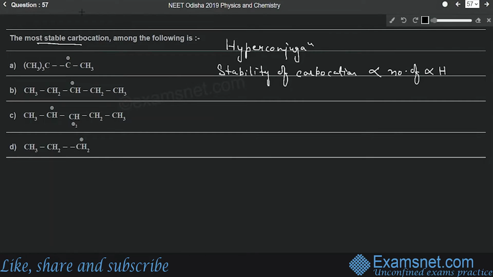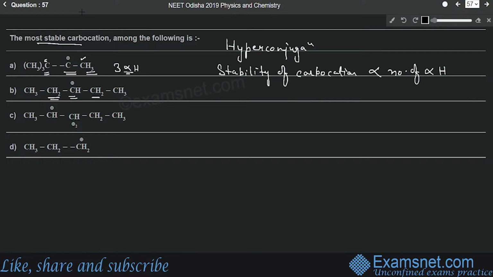So let's count the number of alpha hydrogens in each of the given options. In the first one, this is the carbocation, this is the carbon having positive charge. So on the left side of it, we have no hydrogen attached to this carbon. Okay, so we have no alpha hydrogen on the left side. Now on the right side, we have 3 hydrogens attached to the alpha carbon. So total number of alpha hydrogens will be 3. Okay, so 3 alpha hydrogens. In the next one, that means the second number, this is the cation, and on the left side we have 2 alpha hydrogens.